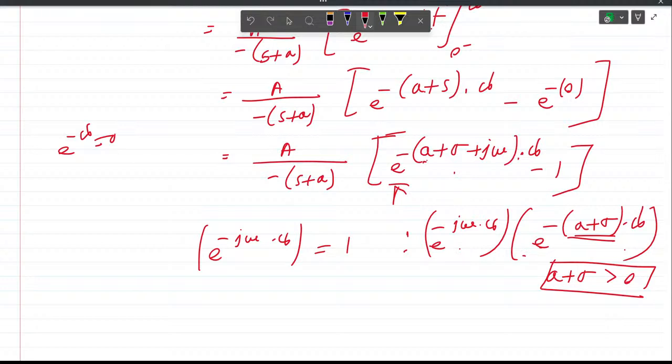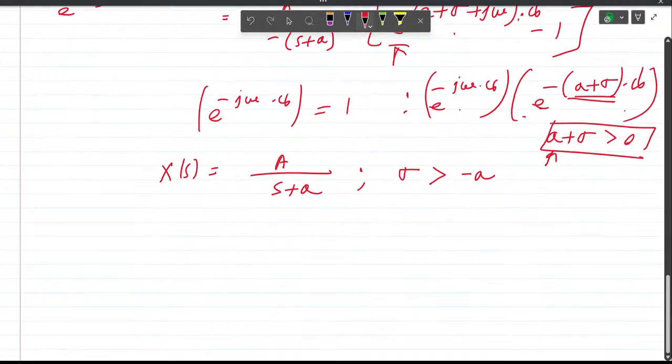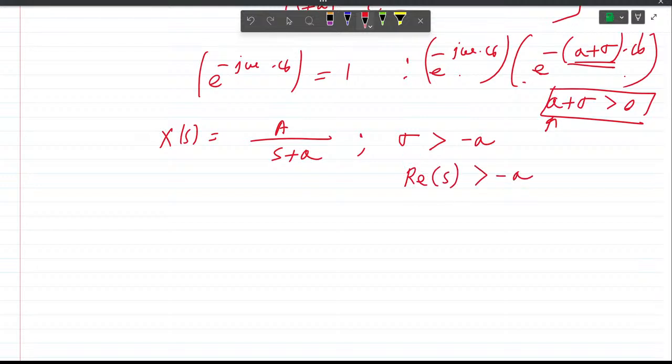So your x of s becomes a upon s plus a, provided this condition holds, that is sigma is greater than minus a. What is this sigma? That means the real part of s is greater than minus a. We have assumed a to be positive. So this is called the region of convergence.